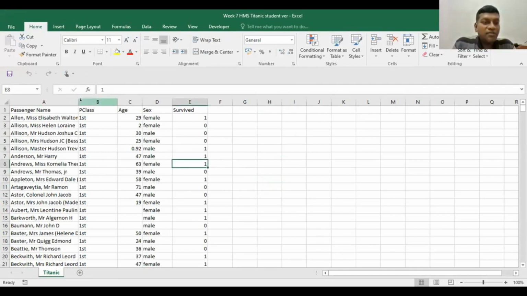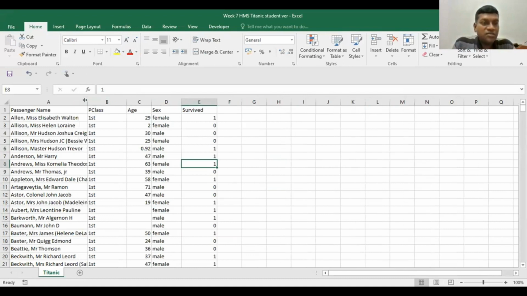So now we have the names of passengers on board the ship. Then, in what class they traveled, first class, second class, or third class. You have their ages in years. You have their gender specified and whether they survived the ordeal or not. Okay, so we will be using this data to do a market basket analysis.